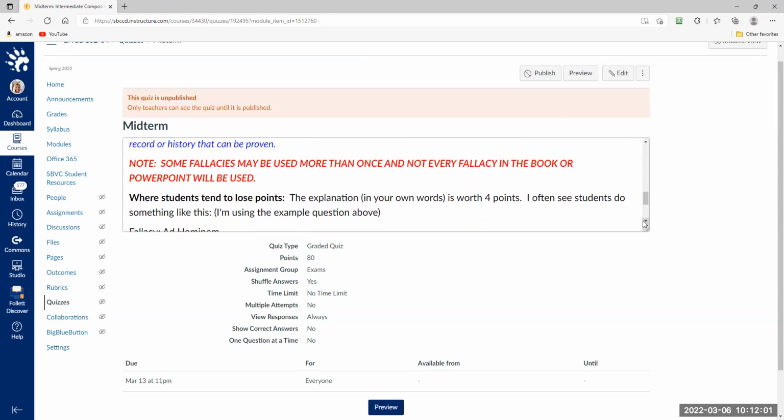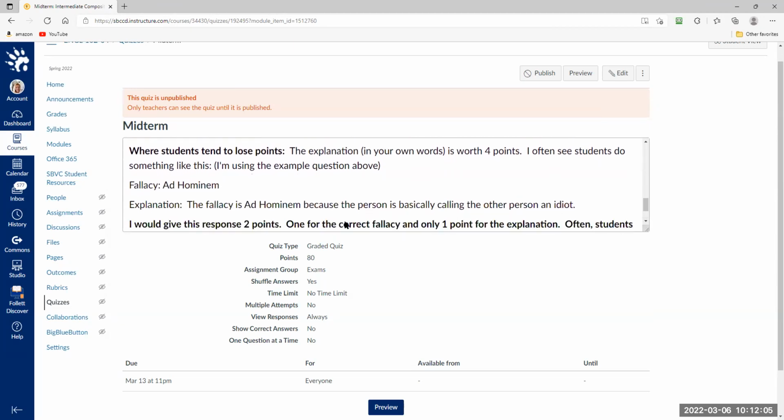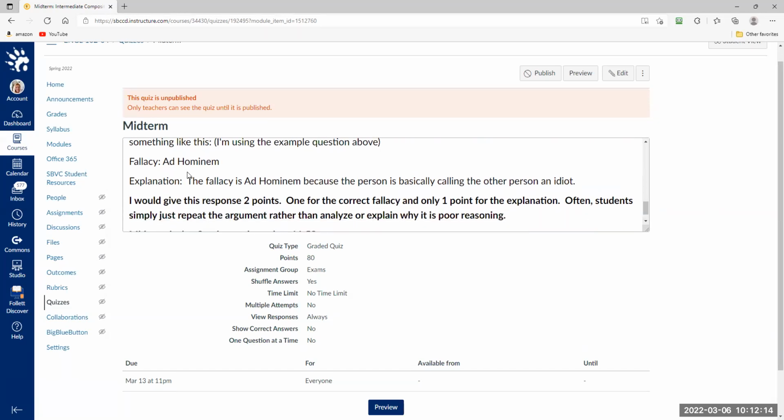So this is what I will often see students do, and I'm going to use the same example from up above. So they have the Senator X is an idiot, and this would be something I would see students do. So the fallacy is ad hominem. Ooh, got that right, yay. Explanation: the fallacy is ad hominem because the person is basically calling the other person an idiot. You've just restated what the argument was.